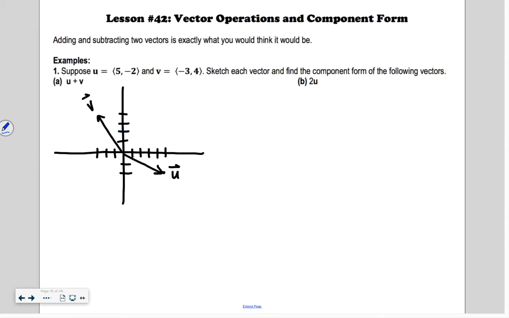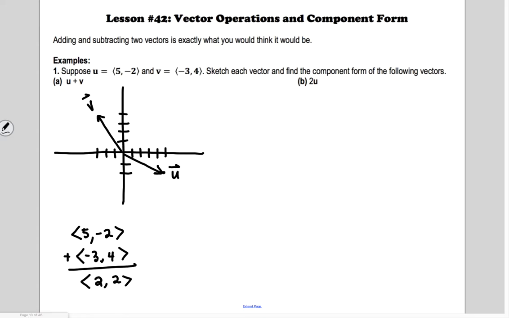All right, so in this case, we want to add these two vectors together. So if I have the vectors 5, negative 2, and I want to add it to negative 3, 4, does anybody want to make a guess at what the result is? What do you think the result is going to be? Yep, exactly. It's going to be 2, 2. Okay, so let's look at where 2, 2 is. So 2, 2 would be a vector that goes right here. Okay, that's 2, 2.